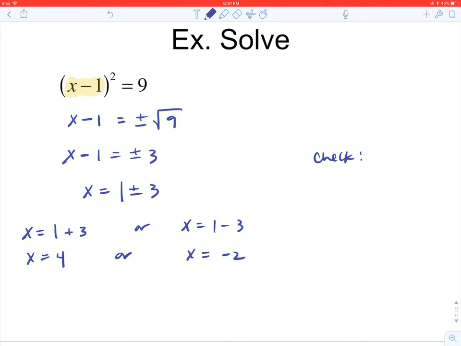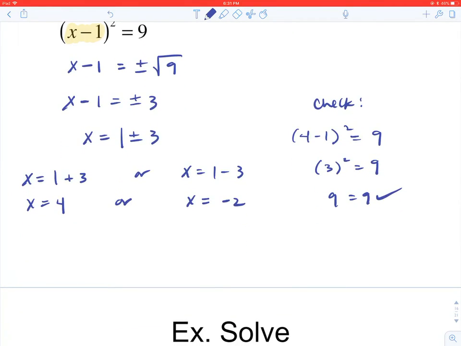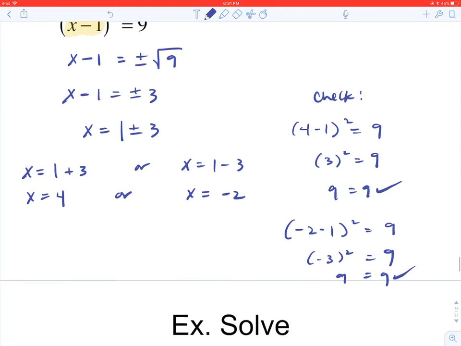And we could think about if we were to check by substituting back in. When we check x equals 4, we would have 4 minus 1 squared equals 9. Well, that's just 3 squared, so 9 equals 9. That works. And then for negative 2, negative 2 minus 1 would be negative 3, and negative 3 squared is 9. So it also works.